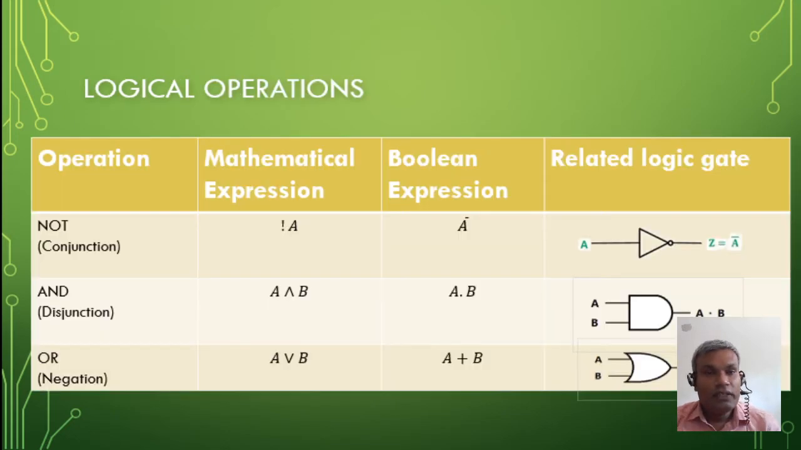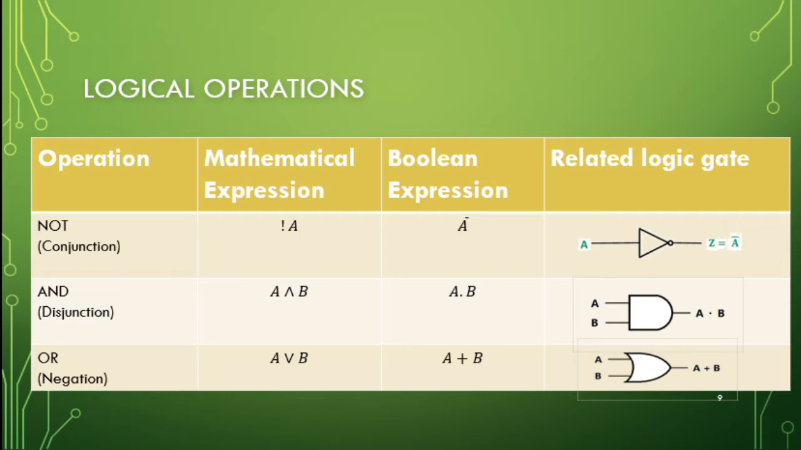Now let's look at the logical operations. Having just a truth table or a statement is not sufficient, because you need to connect different statements together. So there are different ways you can connect them. Here we have given three of the most commonly used logical operators: the NOT operator or the conjugation.